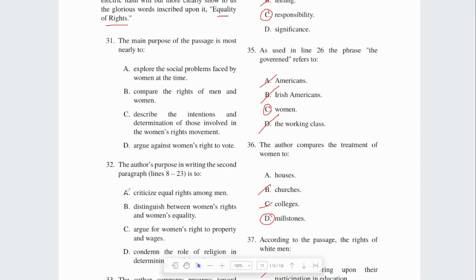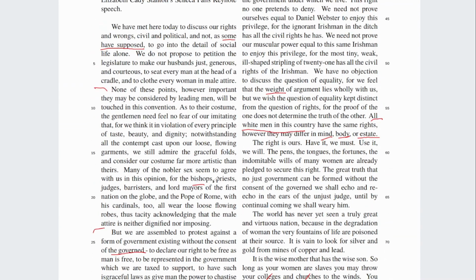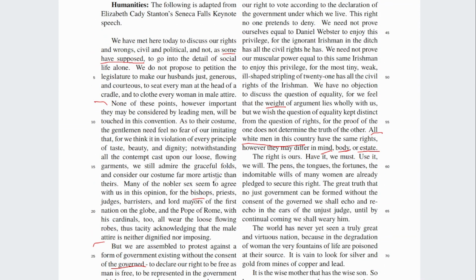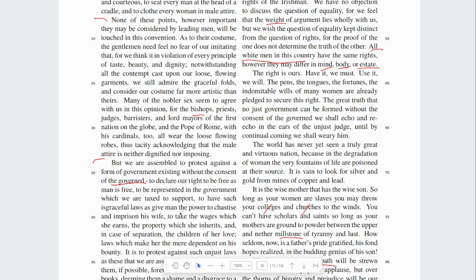So she's not criticizing equal rights among men, but she's distinguishing between women's rights and equality. I'll get back to exactly how that's right, but let's remove some of these other answers. We know that we're not talking about wages. Wages do not come up in this paragraph. And we know that religion is really not the centerpiece of this paragraph. What we're doing is distinguishing between rights and equality. What she's saying is we're not trying to make women indistinguishable from men, right? If you're saying this is what equality is, we're not trying to do that. We want to have the right to wear what we want. We want to have the right to vote, but we're not looking for equality necessarily.